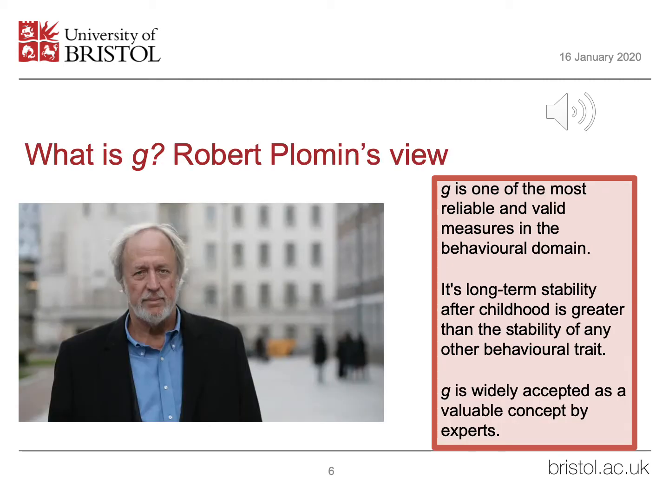This is one of the most important contemporary human geneticists in the world. It is Robert Plomin, who works in London, although he was originally born in the United States. Plomin argues that little g, as estimated by tests such as WAIS-4, is one of the most reliable and valid measures in the behavioural domain. Its long-term stability after childhood is greater than the stability of any other behavioural characteristic, he argues. And Plomin is not alone in this view.